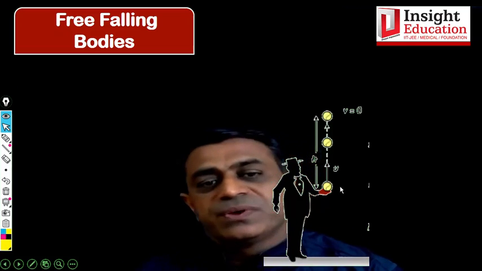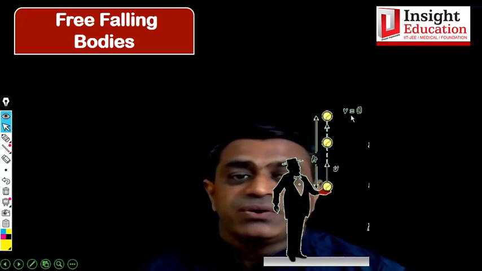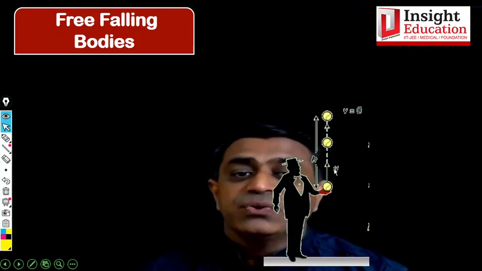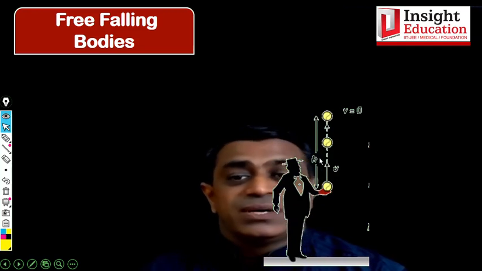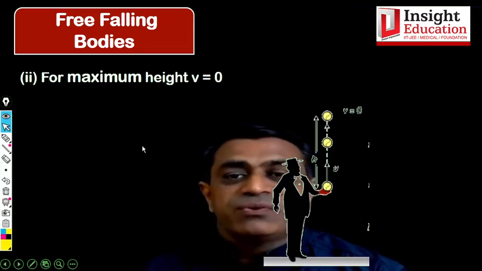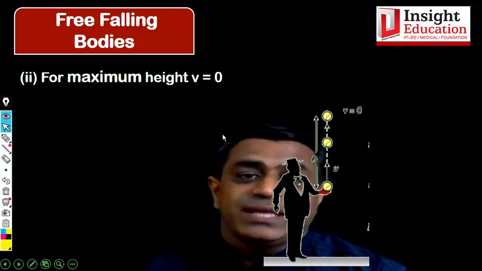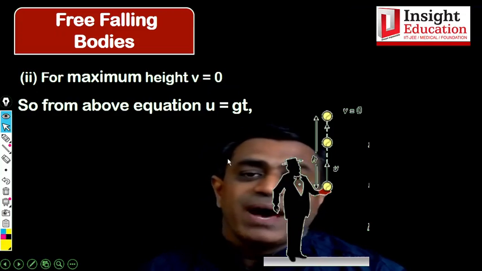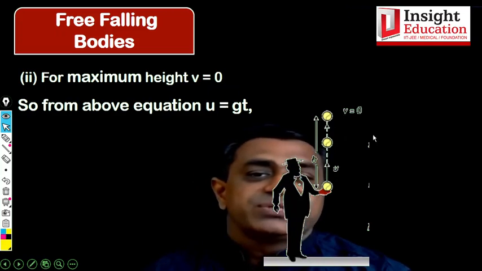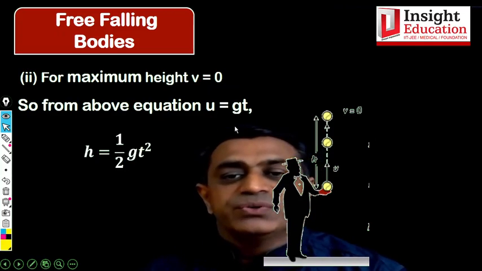Suppose in upward motion the final velocity is 0. If you know the initial velocity u, what should be the height h? You can derive the equation. For maximum height, v is equal to 0. So v square is equal to u square minus 2gh, so h is equal to u square by 2g. What should be the time? Final v is equal to u minus gt, so u is equal to gt, and time t is equal to u by g.